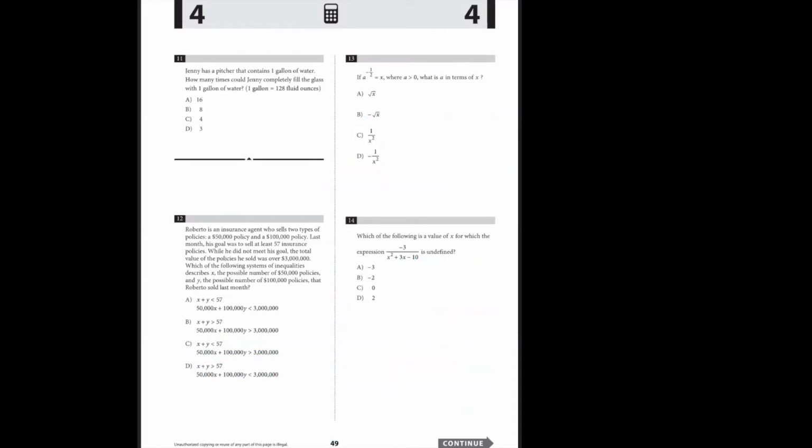So let's look at number 14. Which of the following is the value of x for which the expression is undefined? I'm not going to read the expression. All right. It's really important to know that in math, at least when you're given a problem like this, an expression is undefined when your denominator is equal to 0. So really, we need to find when this denominator is equal to 0. So all you have to do is set this equal to 0.